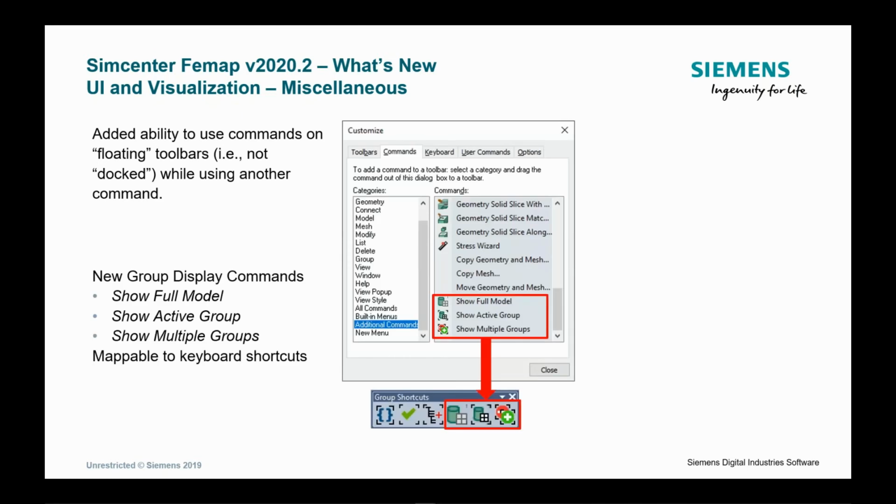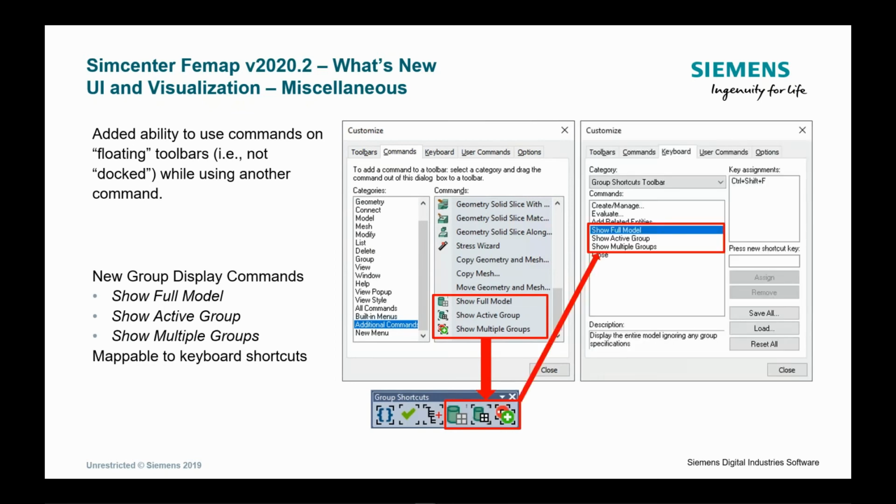And then they've also added a couple group display commands, which I actually think will be pretty helpful. You can now show the full model, show the active group, show multiple groups. So this is useful, for example, if you have a large model tree and you have to scroll back down to your groups and then right-click it to show full model or active group. That can be kind of tedious if you have to do that a bunch. So they've just made it a button and you can just click it. And it's also mappable to keyboard shortcuts. And I'll go through a demo that shows how to get these onto your navigation pane, and then also how to use them.